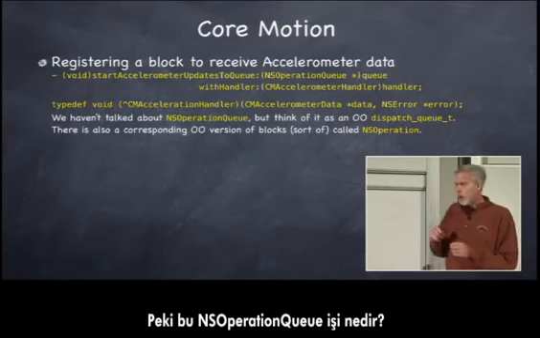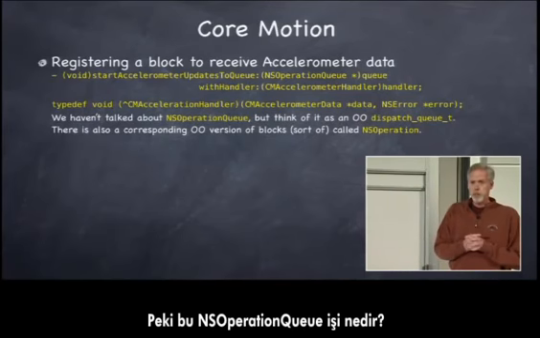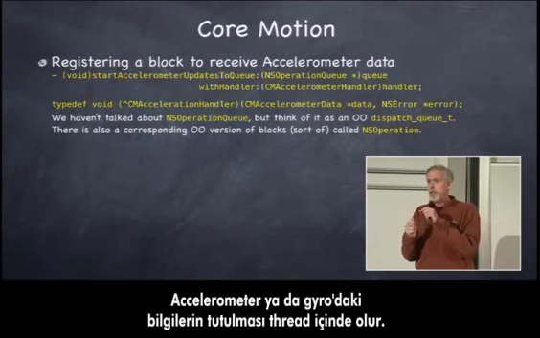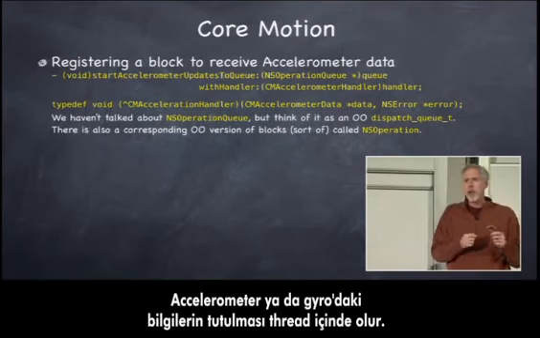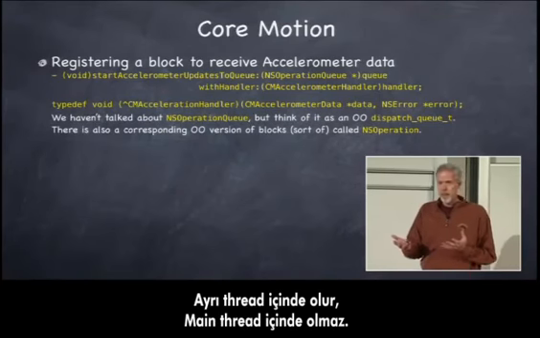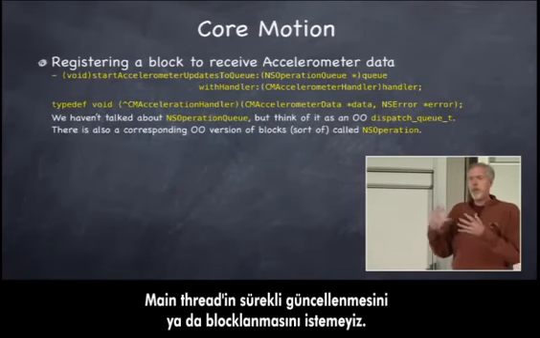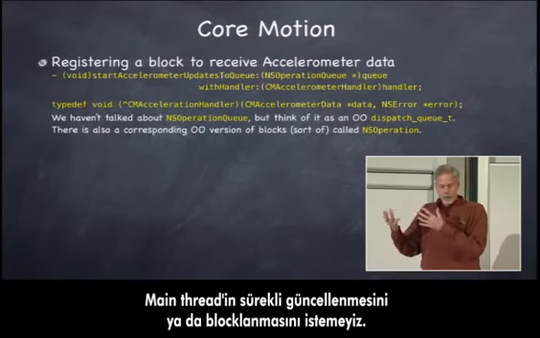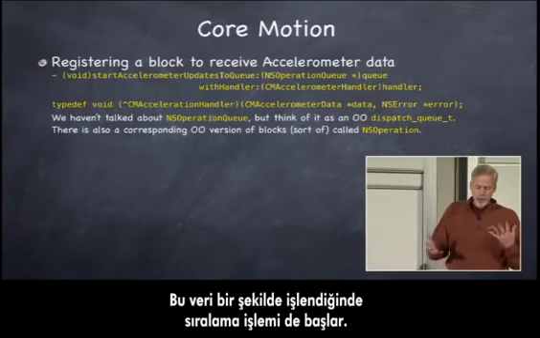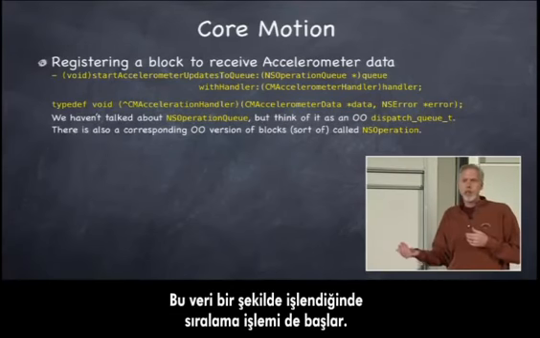So what's this NSOperationQueue business? All this handling of the information from an accelerometer or from the gyro happens in a separate thread. It doesn't happen in the main thread. We don't want the main thread being constantly updated or blocked. We're doing some kind of processing of this data, so it starts in another thread.